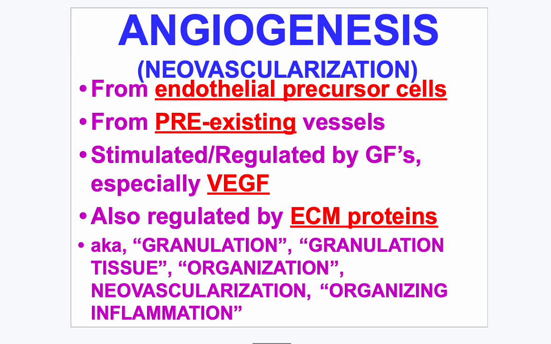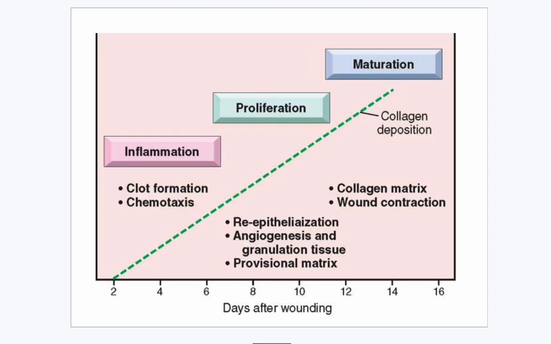Okay? So your angiogenesis, no, or new vascularization, new blood vessels. So, no, from endothelial precursor cells from pre-existing vessels. No, dapat may pre-existing vessels. Okay, stimulated, regulated by your GFs, pero especially, no, your VEGF, no, yun yung sabi ko kanina. This is also regulated by your extracellular matrix proteins, no. It can be also called your granulation tissue, organization, neovascularization, organizing inflammation.